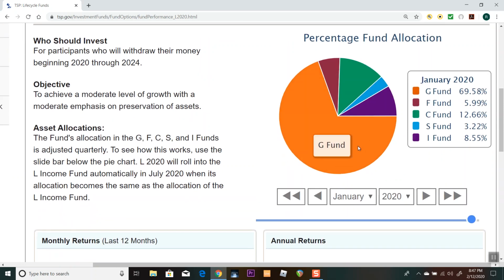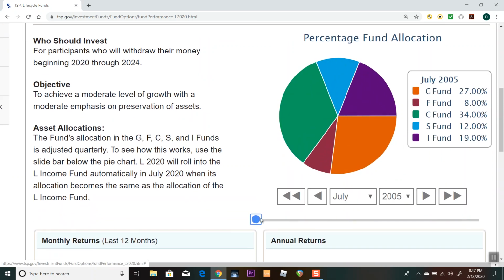And the objective is to achieve a moderate level of growth with a moderate emphasis on preservation of assets. So again, this one, if you look at the wheel, started out pretty much with the G fund and the C fund evenly distributed. You can see it over here is 27% and 34% in the C. But over time, and this is from 2005, if you had money in this account since 2005, this is how it changed over the years.